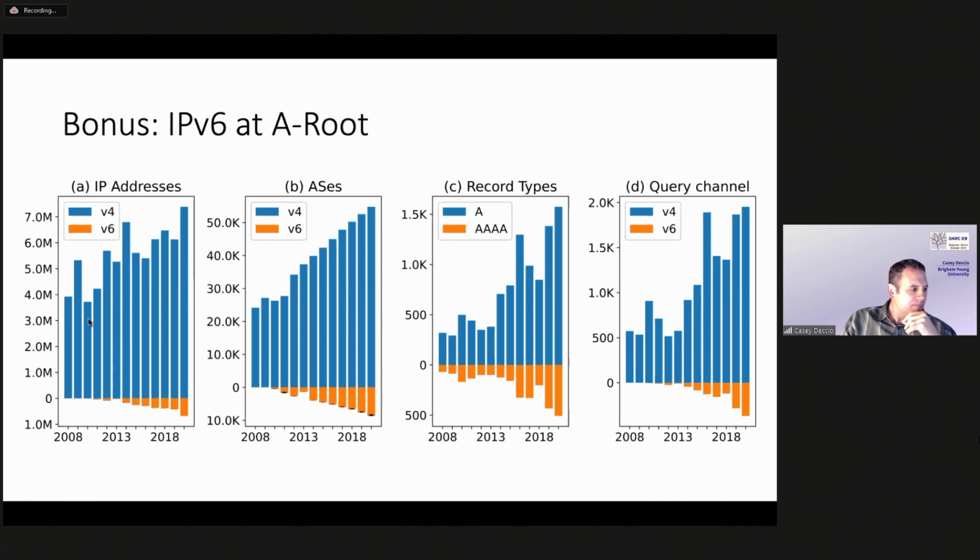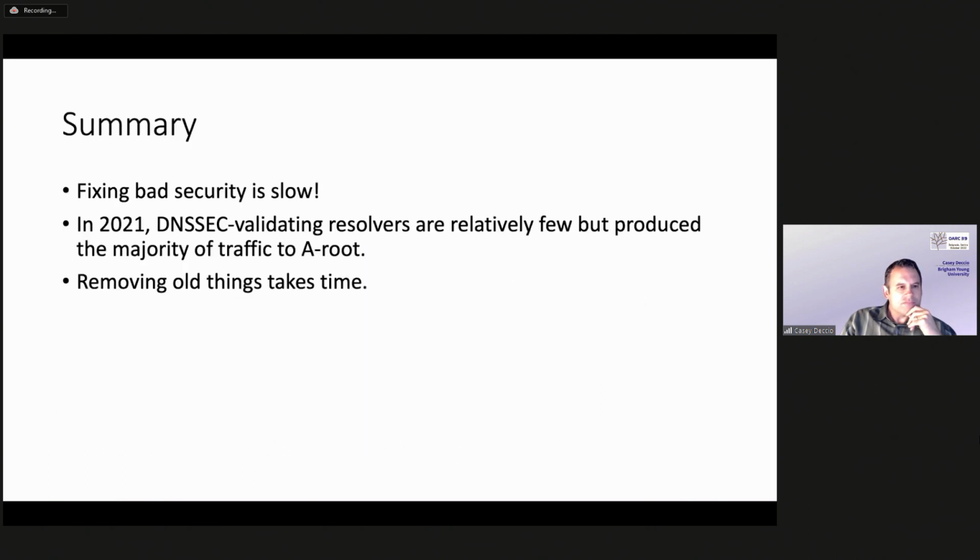So just to summarize here, fixing bad security is slow. In 2021, DNS-SEC validating resolvers are relatively few, but produce the majority of traffic to A-root, about 70%. And then removing old things takes time. So that is my presentation. I'm happy to take some questions.